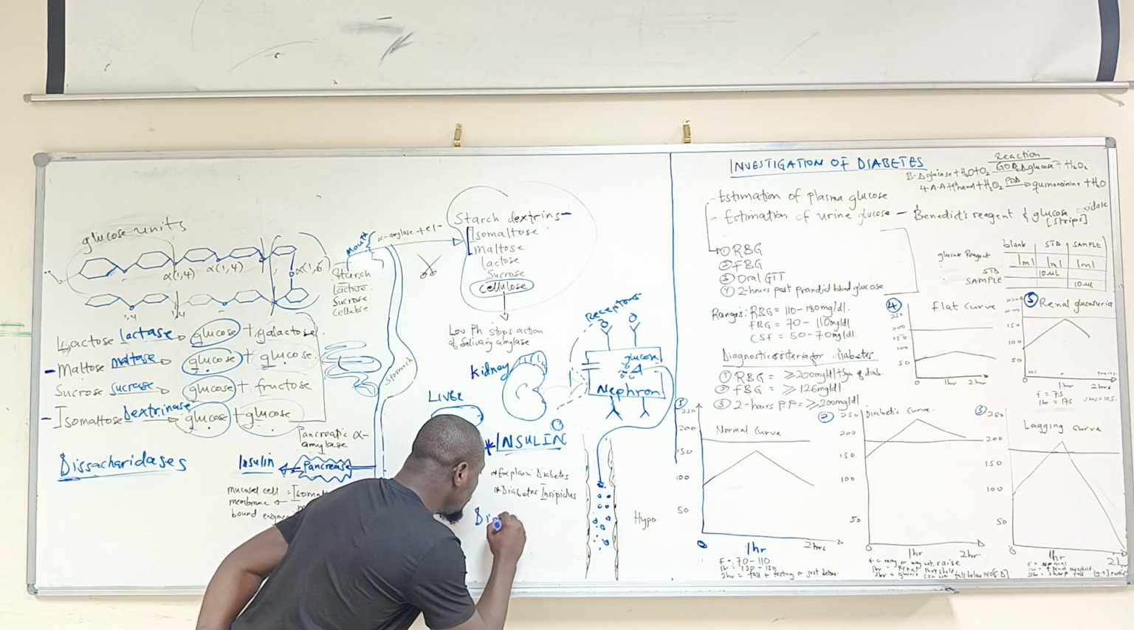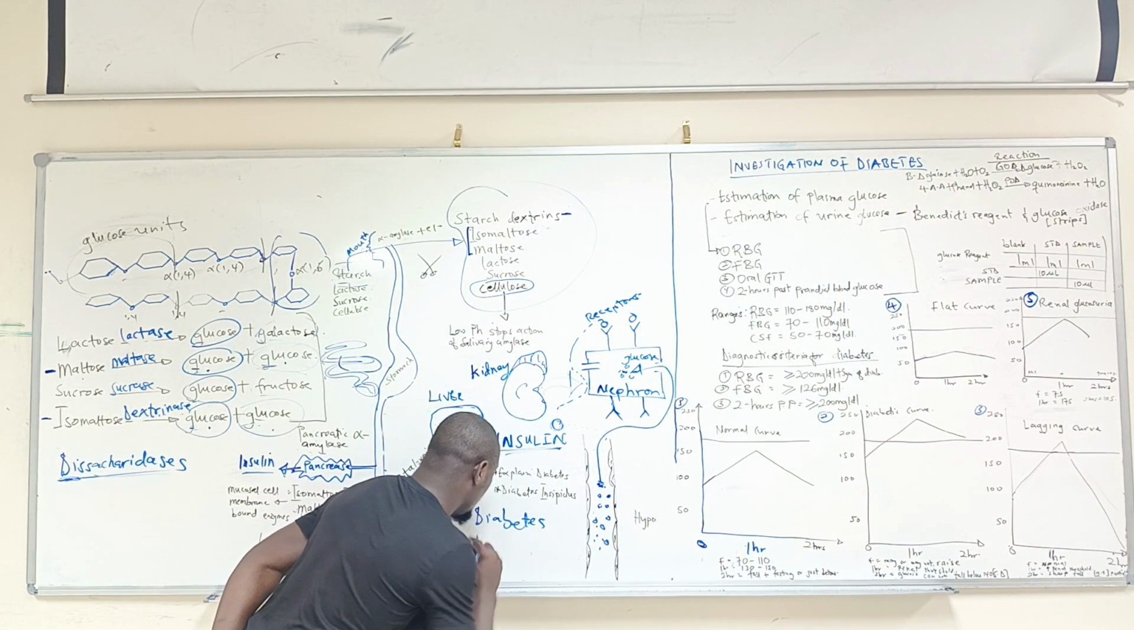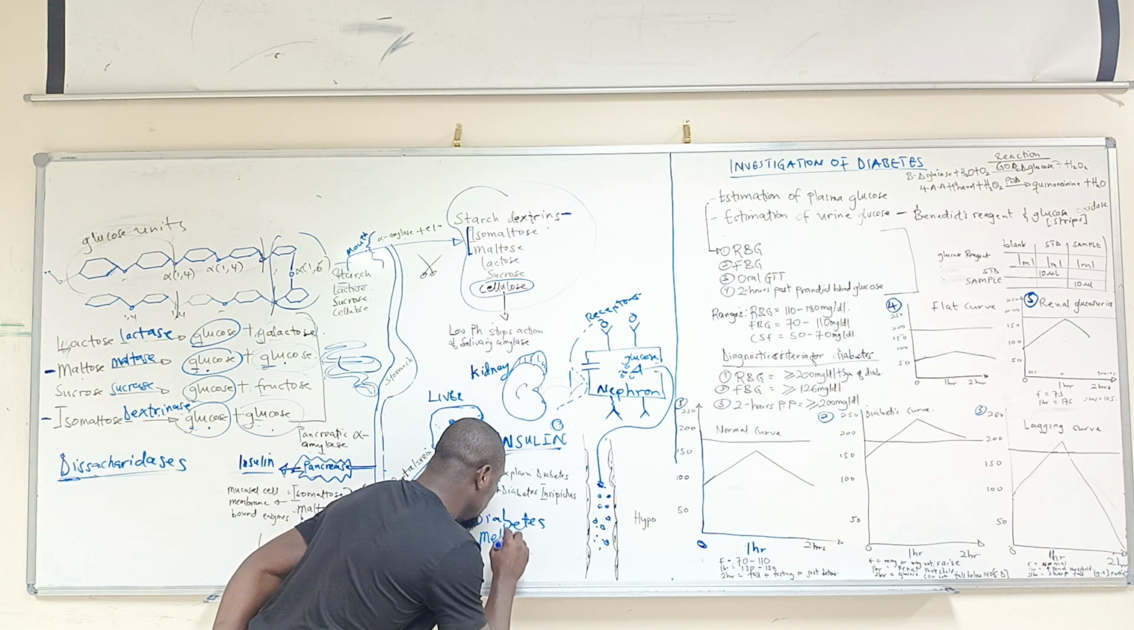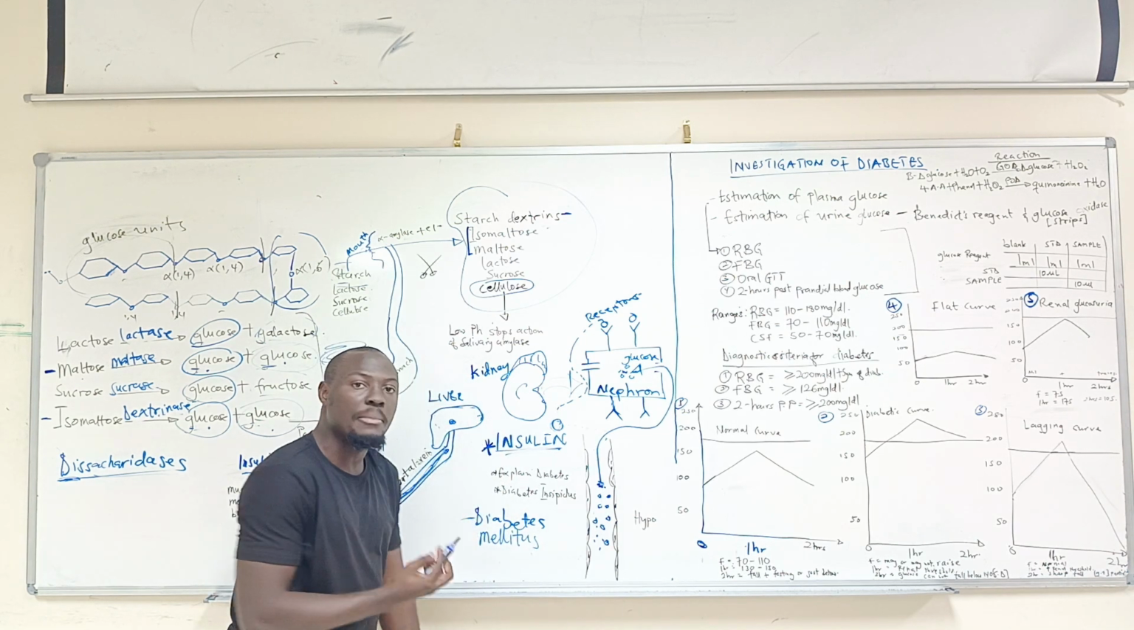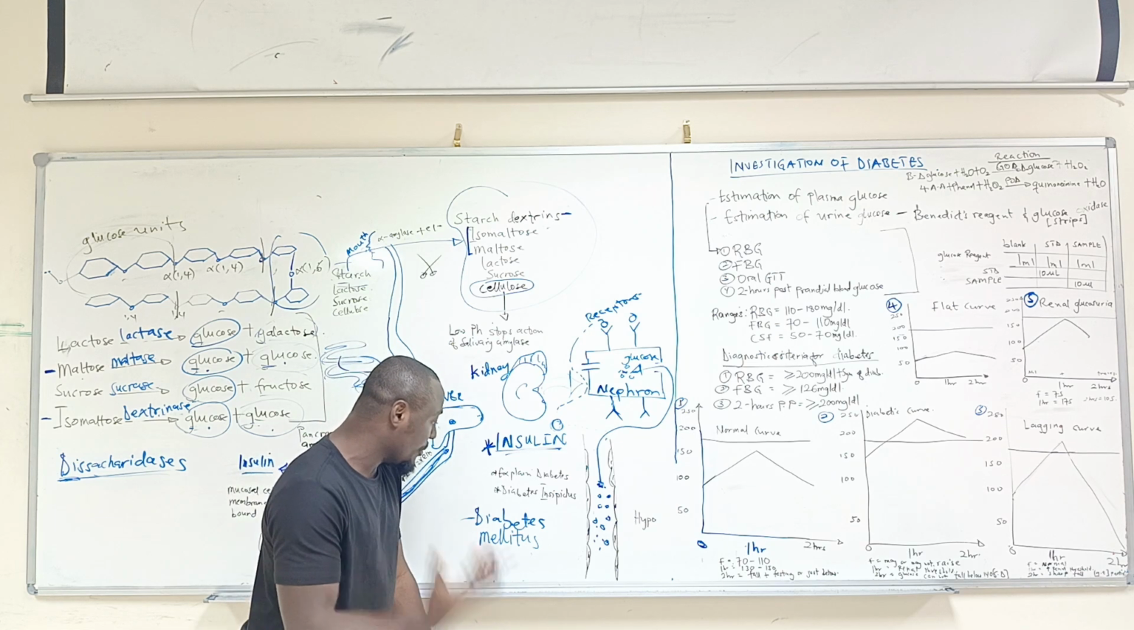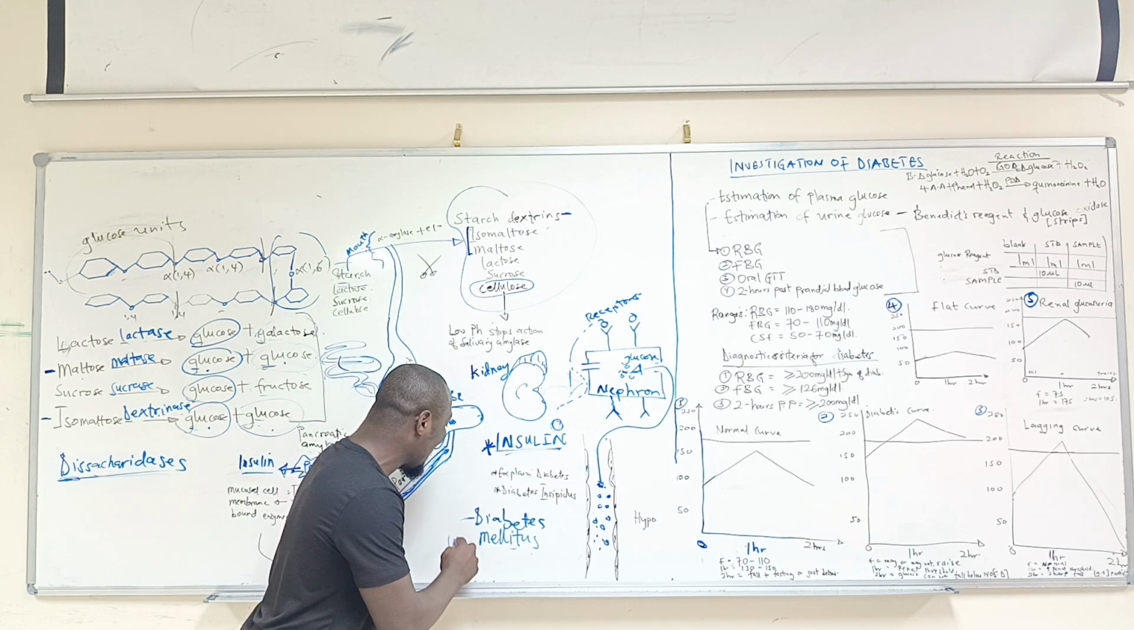Diabetes mellitus. What do you mean by diabetes? This diabetes is actually coming from the Greek word. Okay, it's a Greek word, and then mellitus is a Latin word.